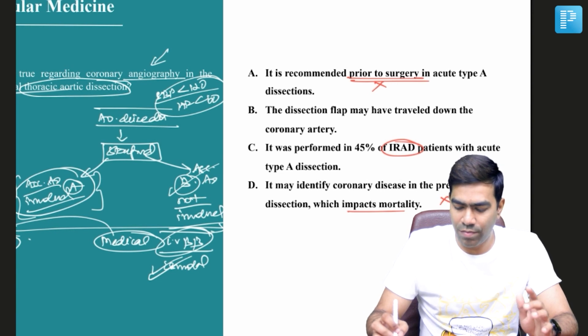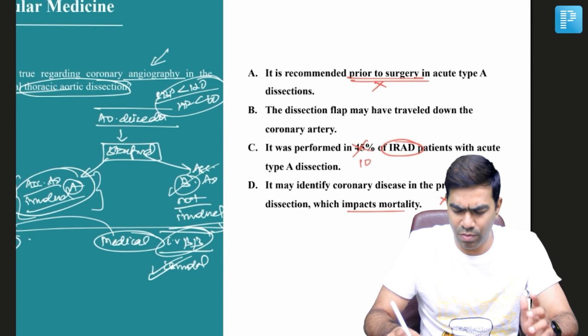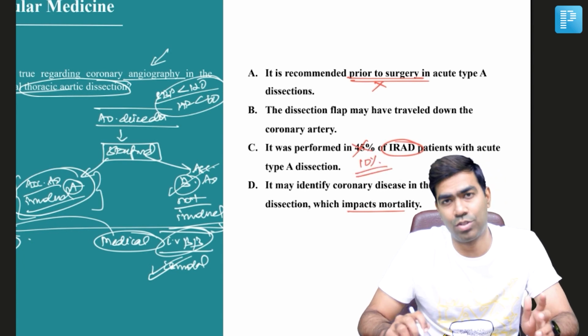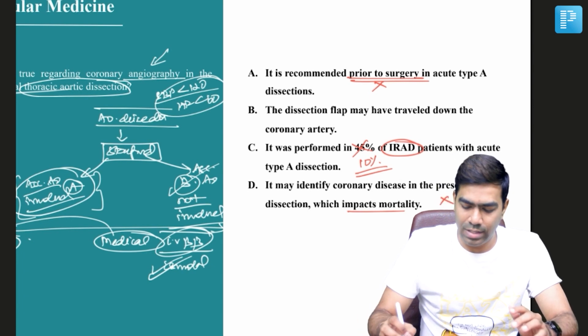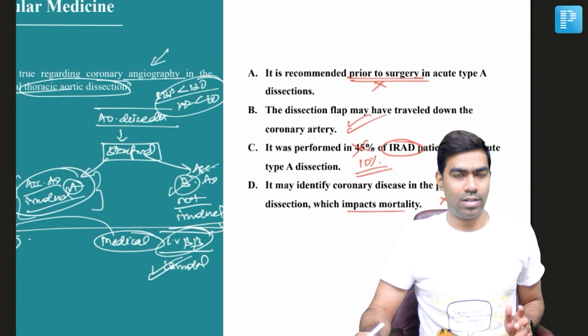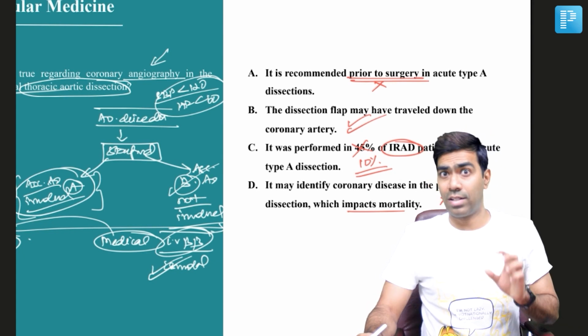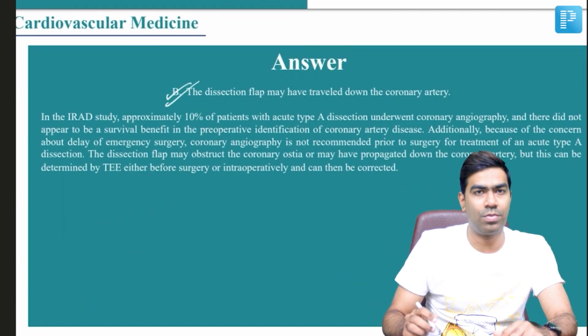The option saying it was performed in 45% of the IRAD patients with acute type A dissection is wrong. I think it's performed only in approximately around 10% of patients who are enrolled in the IRAD study. The dissection flap may have traveled down the coronary arteries, perfectly correct, and that can result in occlusion of one of the coronaries, which can result in STEMI. And of course, the right answer for this question is going to be option B.